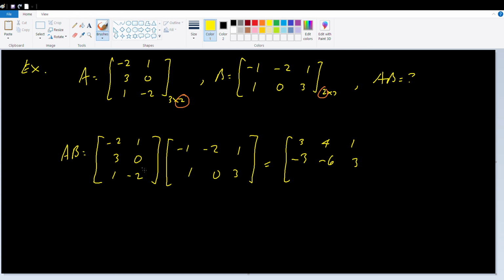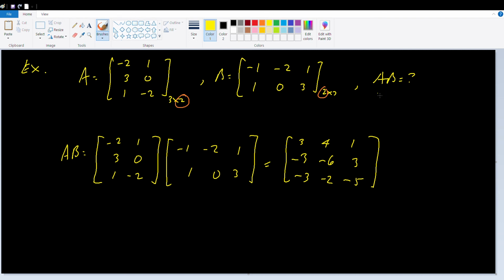Third row of A, we go down to the third row, multiply to the first, second, and third columns of B. So 1 times negative 1 is negative 1. Negative 2 times 1 is negative 2. Negative 1 and negative 2 is negative 3. 1 times negative 2 is negative 2. Negative 2 times 0 is 0. So negative 2. And finally, 1 times 1 is 1. Negative 2 times 3 is negative 6. 1 and negative 6 is negative 5.